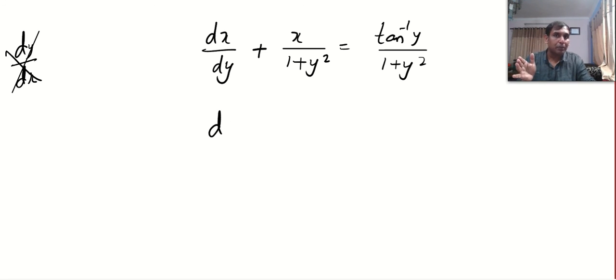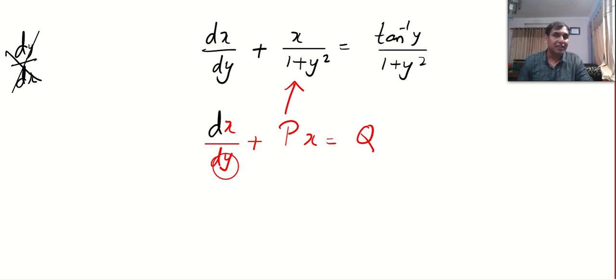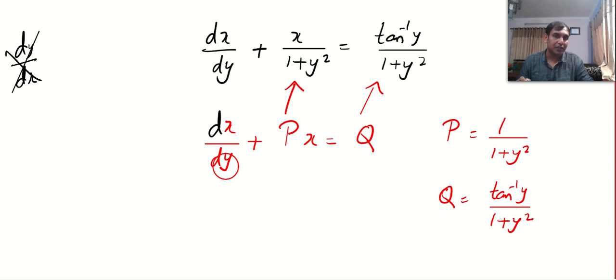The standard form will be dx by dy plus p into x is equal to q, where p and q are functions of y. So what is p and what is q? Come on, think about it for a minute. Of course, p will be the quantity which is along with x, that is 1 by 1 plus y square. And q will be tan inverse y by 1 plus y square.